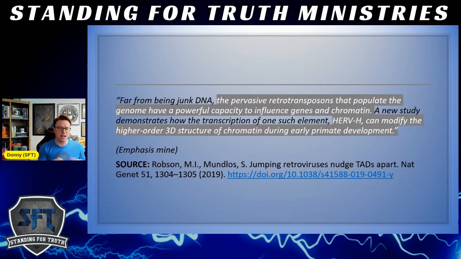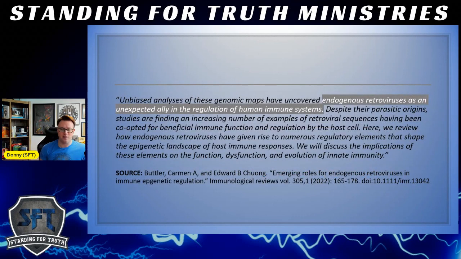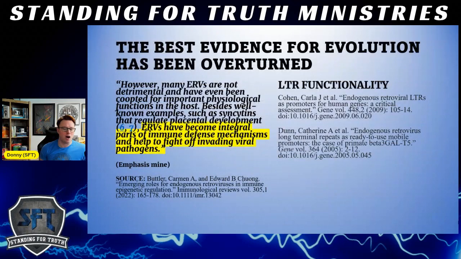Far from being junk DNA, the pervasive retrotransposons that populate the genome have a powerful capacity to influence genes and chromatin. This is fascinating stuff, guys. HERV-H, a specific human endogenous retrovirus, can modify the higher order 3D structure of chromatin during early primate development. And again, I can go on and on and on. ERVs have become integral parts of immune defense mechanisms and help to fight off invading viral pathogens.